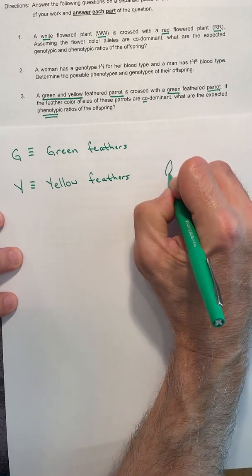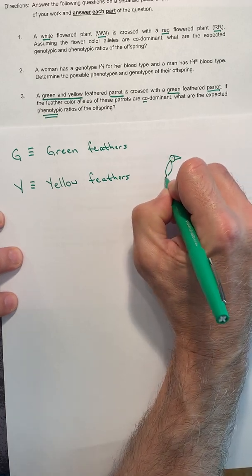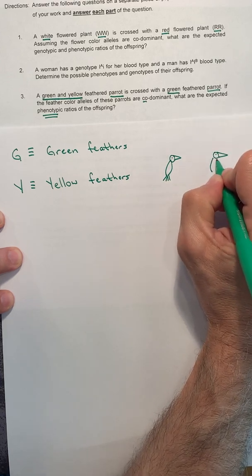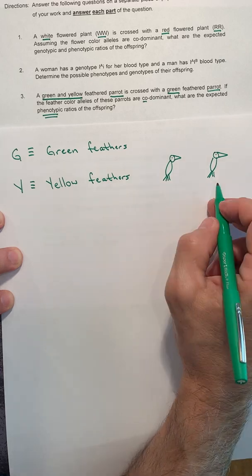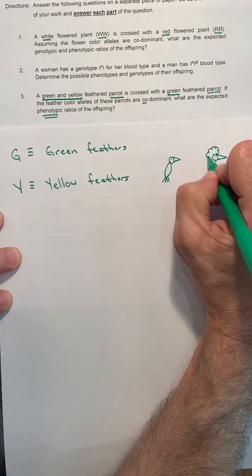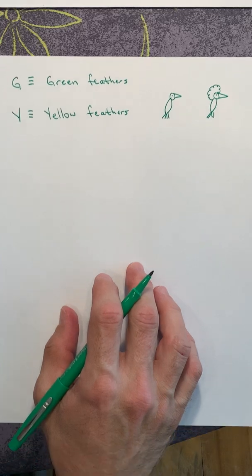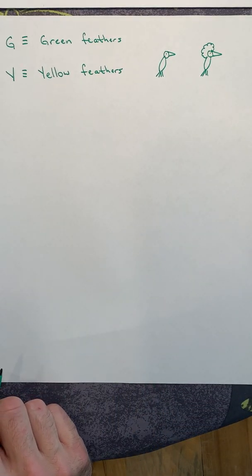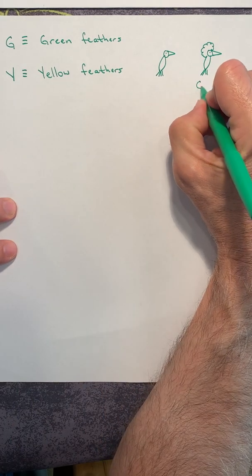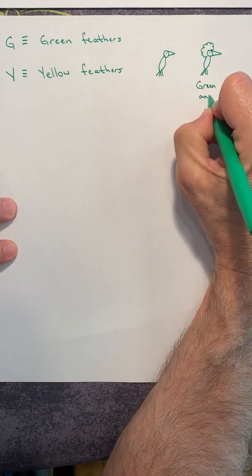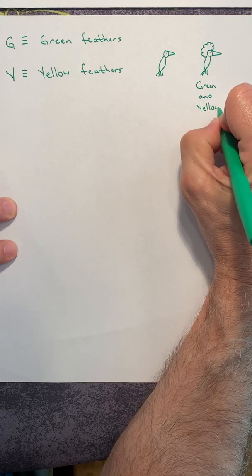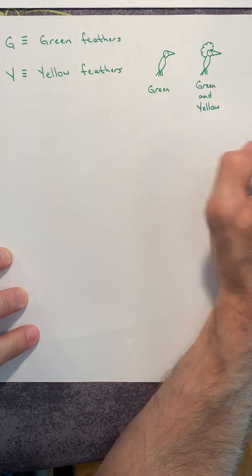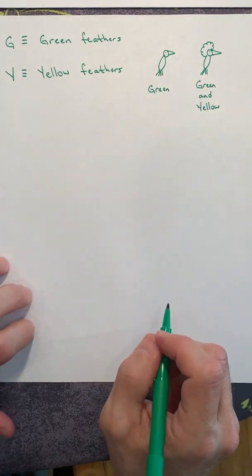All right, then we need ourselves a parrot. Parrot, lovely. And then we need ourselves a parrot. You say, how do you tell the difference between the male and the female? Easy. There you go. There's a male and female parrot. All right, so then it says a green and yellow feathered parrot. Oh, let's make her green and yellow. So she's green and yellow, whereas the problem says he is only green. All right, so there are their phenotypes.